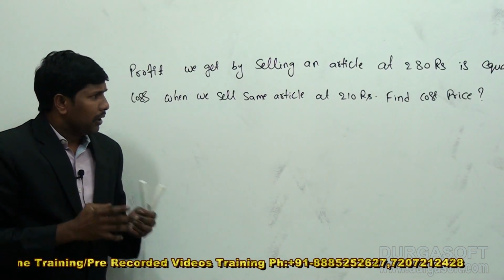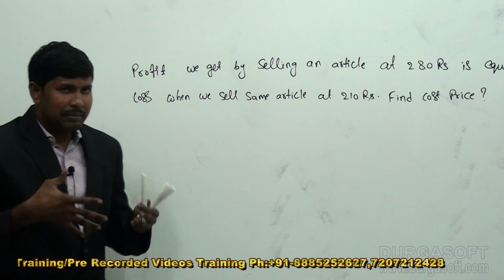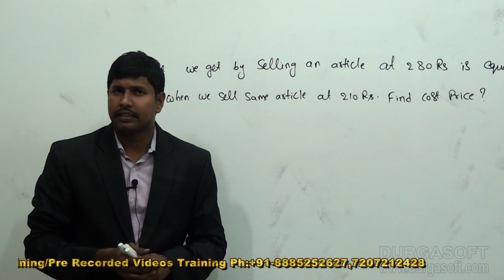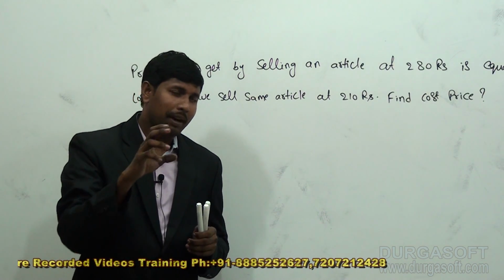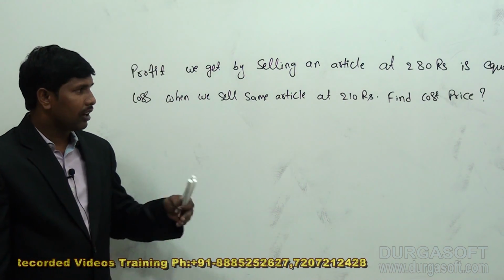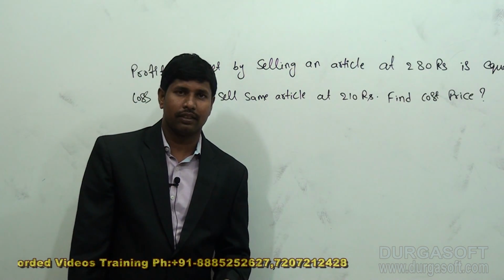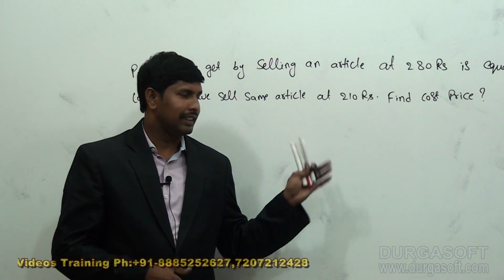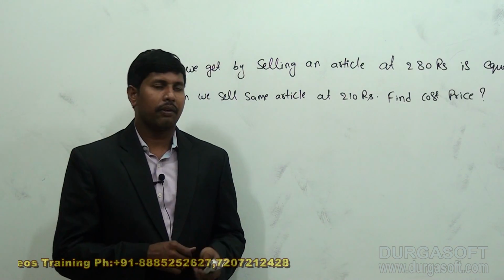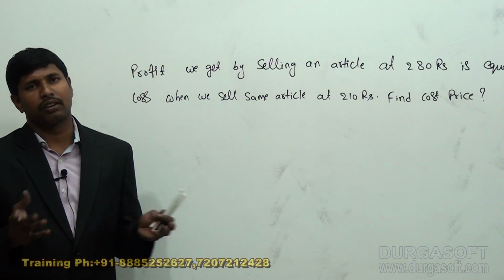So I have a particular article. When I am selling my article at 280 rupees, I got some profit. And when I am selling the same article at 210 rupees, now in this case I got some loss. The profit in the previous case is equal to loss in this case. Now I want the cost price.